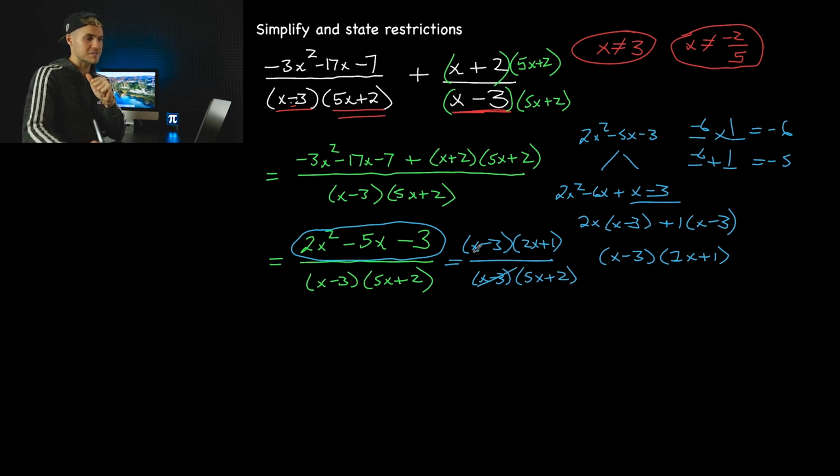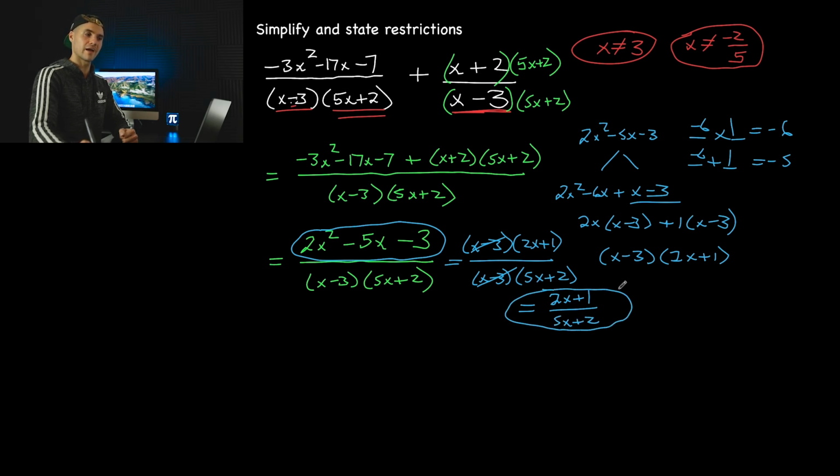And then the x minus 3's cancel out. Again, it's rare that it happens, but notice in this case it did happen. The x minus 3's further canceled out, and so you're able to further simplify this to 2x plus 1 over 5x plus 2. So that right there is your final answer, and then those are the restrictions.